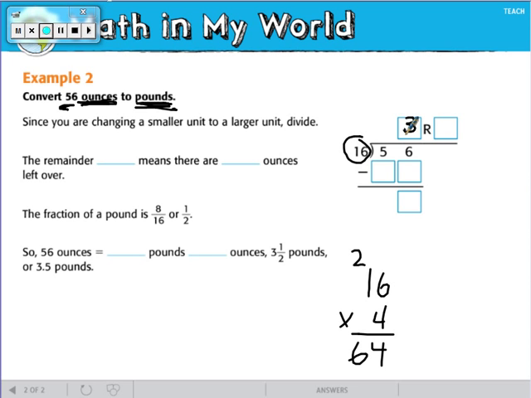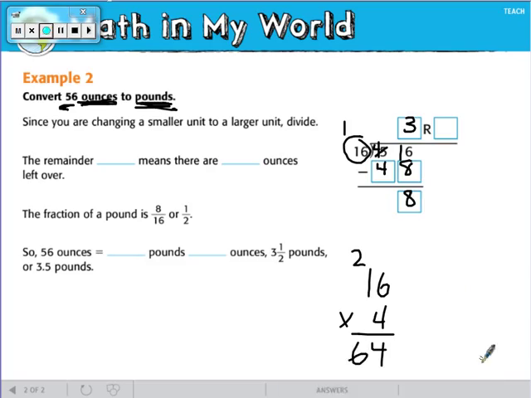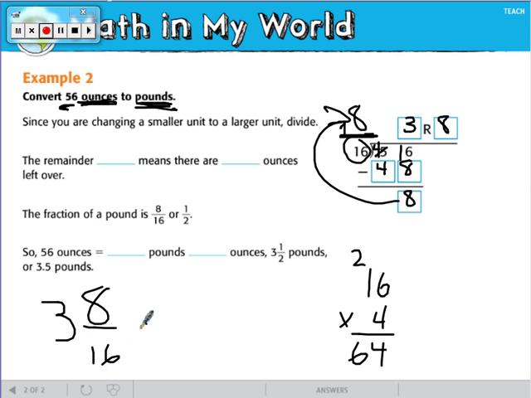So 3 times 16. 3 times 6 is 18, and 3 times 1 is 3, so that's 48. 56 minus 48, I have 48, remainder 8. My remainder goes on top of the 16. They put it over here, but really it goes over here, because now I have 8 over 16. So I have 3 and 8/16, which equals, right there it tells you, 1/2.